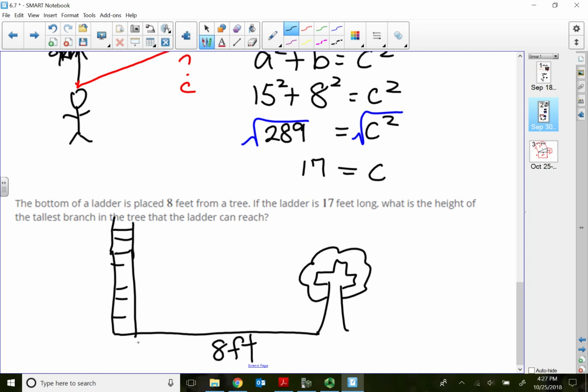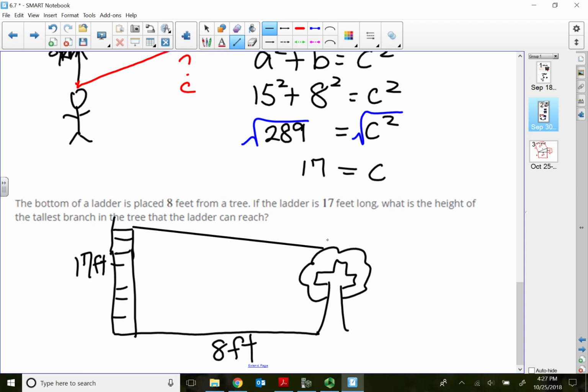The bottom of the ladder is 8 feet from the tree. If the ladder is 17 feet tall, what is the height of the tallest branch of the tree? So let's just pretend, let's put it right here. Let's say right here is the tallest branch. All right, how far is that distance?